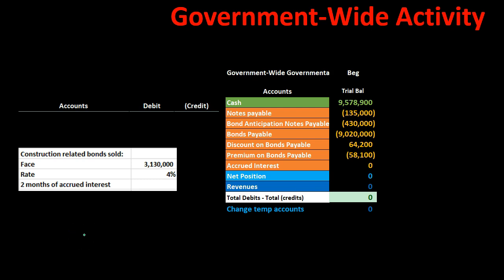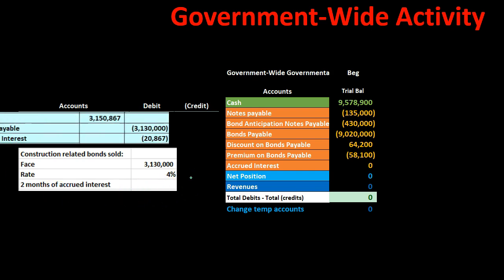Next, we're going to go back to the government-wide activity, and we're going to look at another example of financing sources for our capital project. We have the construction-related bonds sold. This time we have the face amount, and we have the rate, and we have 2 months of accrued interest. So in this case, we want to show the 2 months of accrued interest. The journal entry is going to look like this.